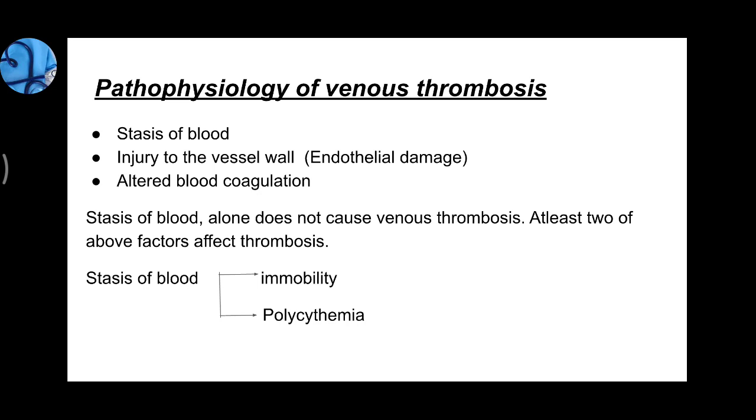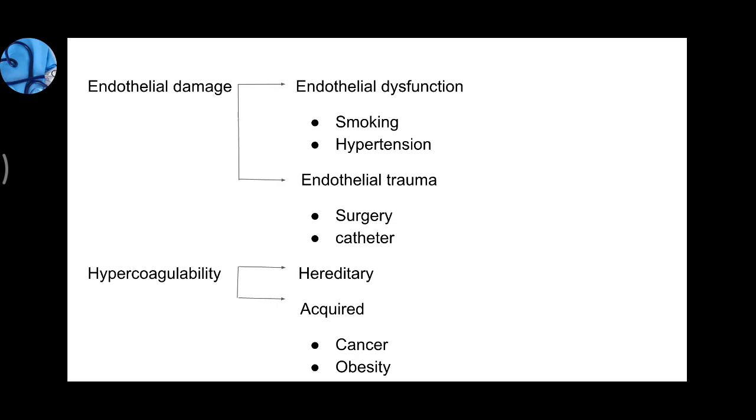Polycythemia means an increase in the number of red blood cells in the blood, causing the blood to be much thicker. Endothelial damage can happen directly or indirectly. Smoking and hypertension affect indirectly through endothelial dysfunction, whereas surgery and insertion of a catheter directly cause endothelial damage.